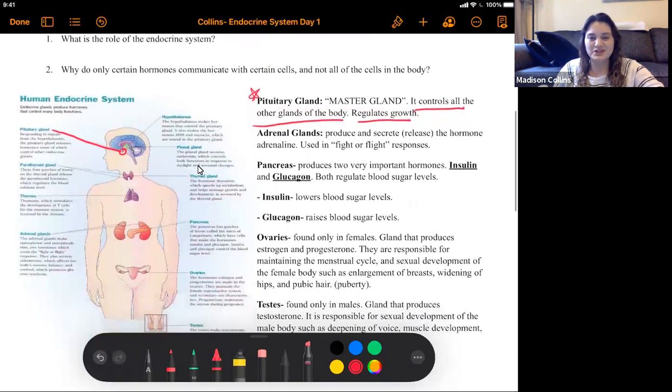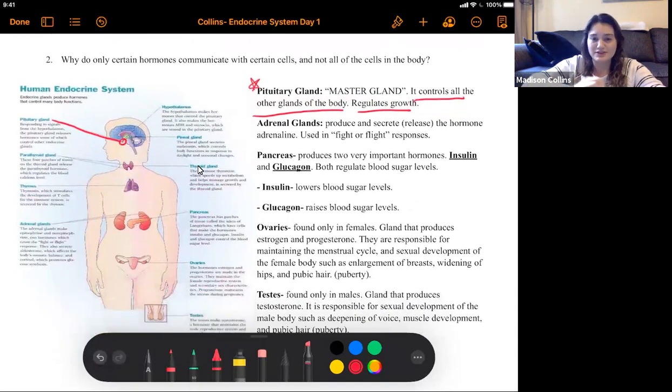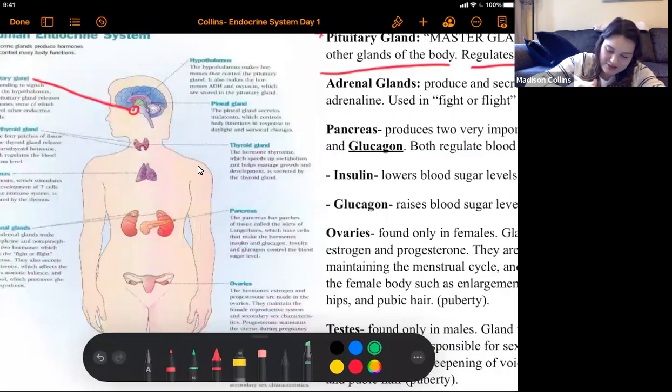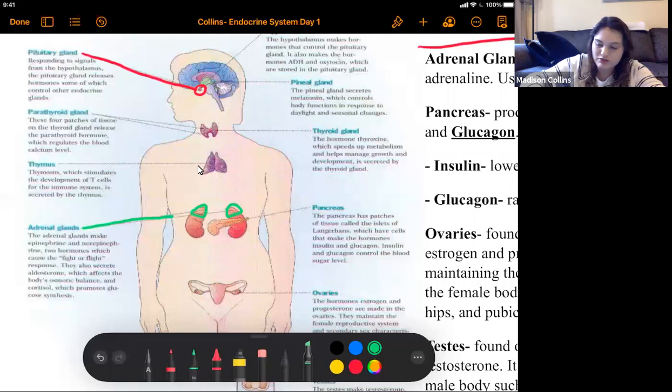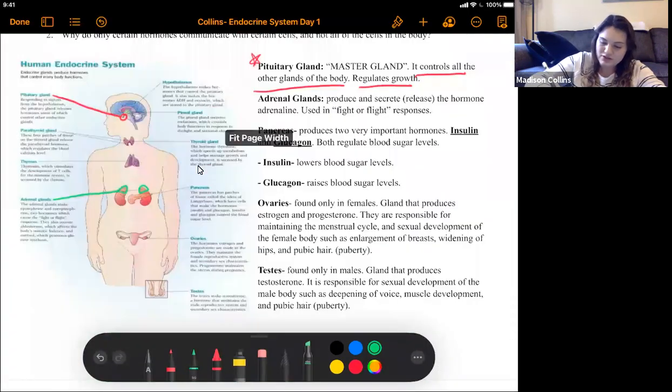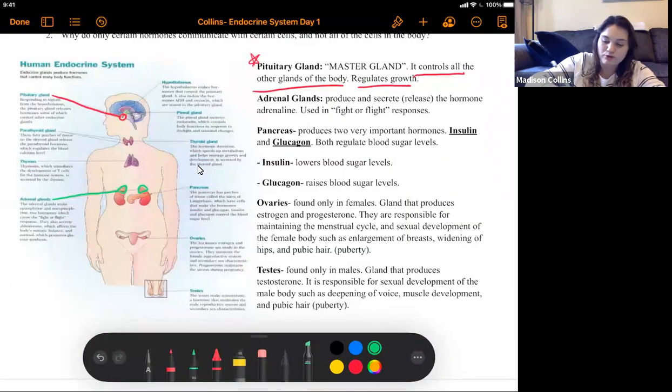Next structure we need to know is something called the adrenal glands. Now, we find the adrenal glands on top of the kidneys. So I'm going to zoom in right here and circle these structures on top of your kidneys, right? These are your adrenal glands. And what they do is they produce and they release the hormone called adrenaline. You might have also heard this called epinephrine.